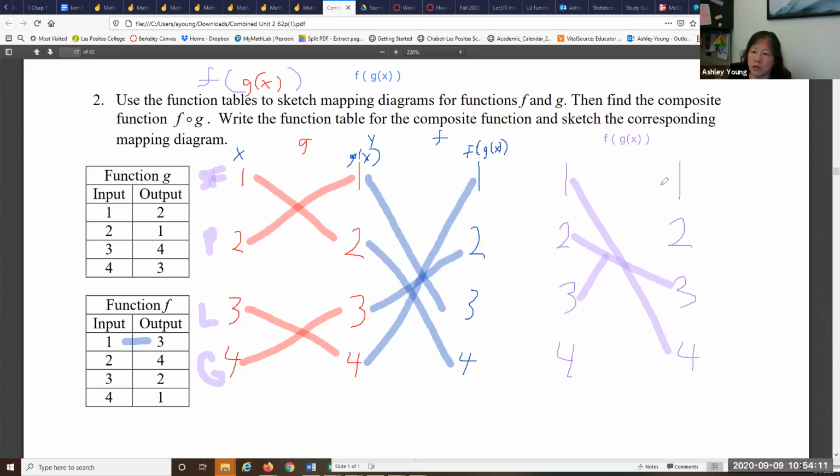So London goes to San Francisco, 3 goes to 1. And if you start off in Greece, you went to London, and from there you went to Paris. So if you start off in Greece, you ended up in Paris. 4 goes to 2. Yep.